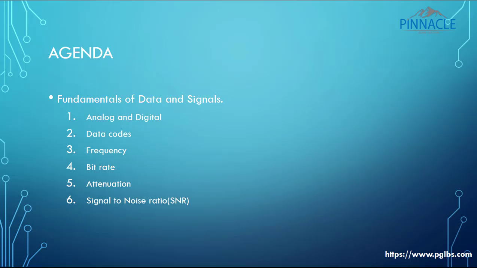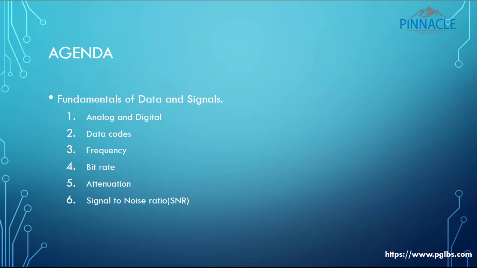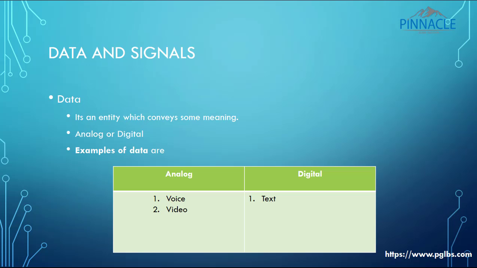Now in today's session, we are going to talk more about the fundamentals of data and signals. Data and signals are an integral part of computer networks, and there are different aspects to learn from it. So we shall discuss what analog and digital data or analog and digital signals are. We shall see what data codes are, then we shall put some insight onto some important terms in computer networks like frequency, bit rate, attenuation, signal to noise ratio, etc. So before wasting any time, let's go ahead and see what analog and digital data are.